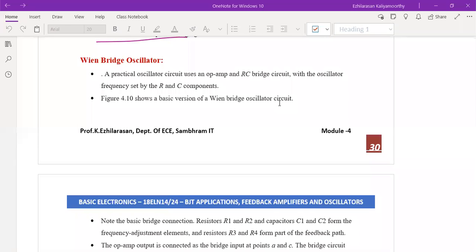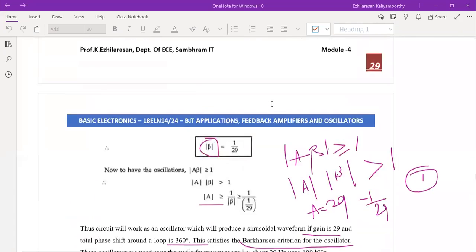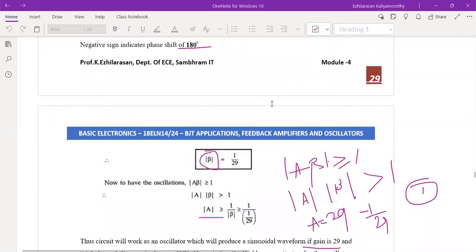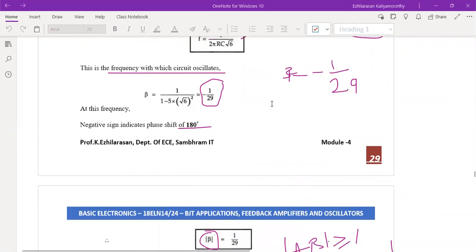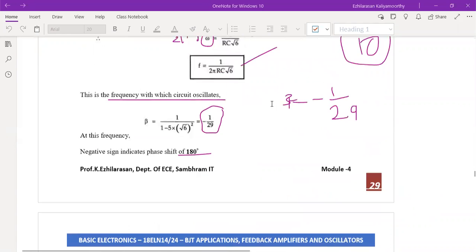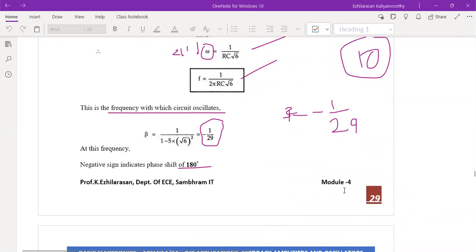What we did is calculate the feedback gain factor, which is minus 1 by 29. This is what we got. Next, to calculate the frequency the RC phase shift oscillator will generate, f is equal to 1 by 2 pi RC into root 6. This is the formula to calculate the frequency the RC phase shift oscillator will generate.